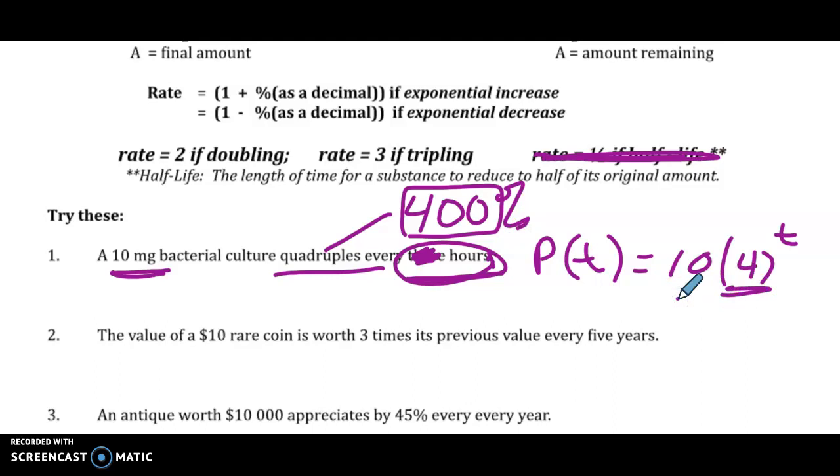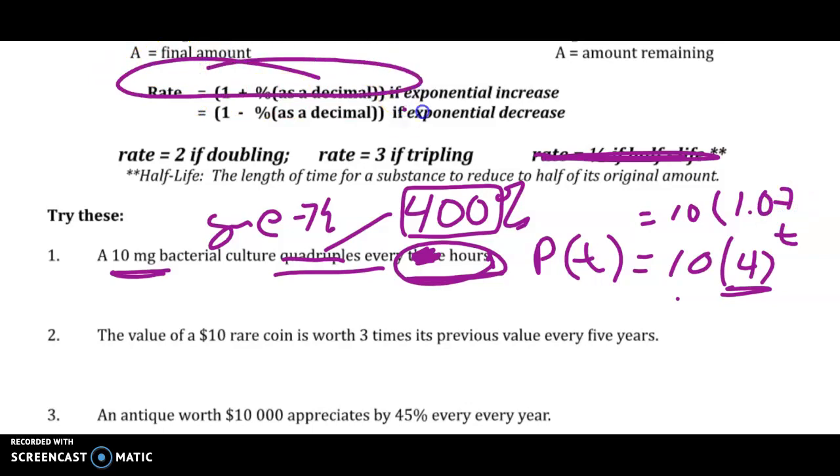If we had this question where, instead of quadruples, it grows at 7% every hour, you would go 1.07. So the key to this is, because it's growing, you add to 1. If it's decreasing, you subtract from 1. So that's your first question.